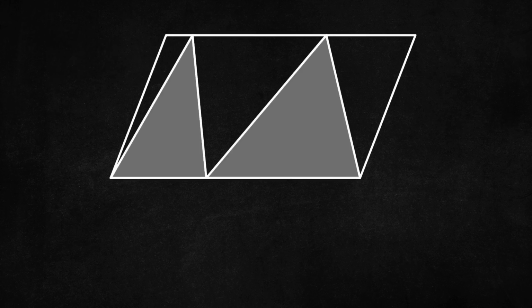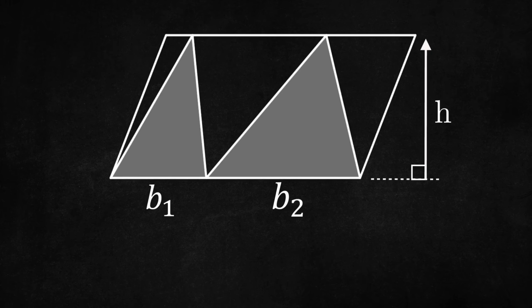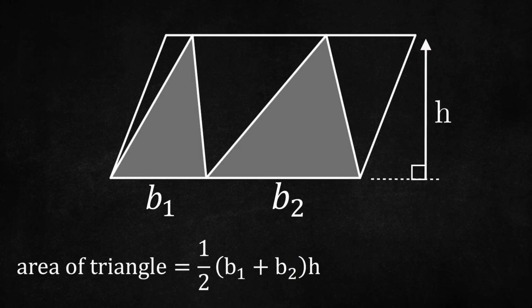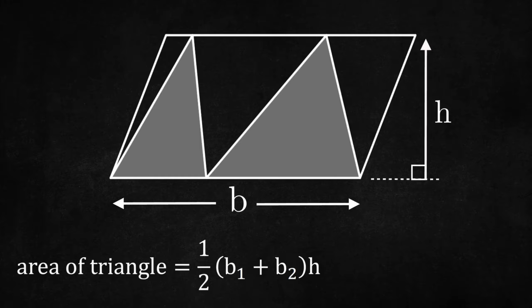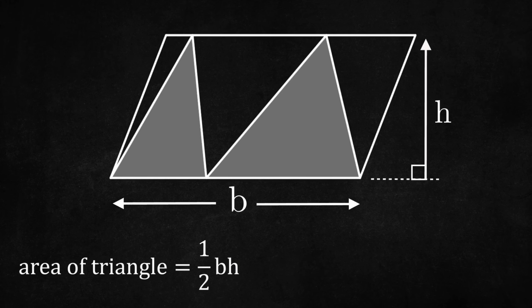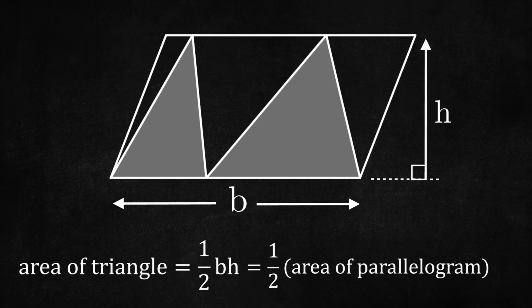What if we have two triangles where their bases span along the base of the parallelogram? Say the base lengths are B1 and B2. The combined area of the triangles is 1/2 times (B1 plus B2) times height, but B1 plus B2 is equal to the base of the parallelogram. That makes the combined area equal to 1/2 times base times height. Once again, this is half the area of the parallelogram. So another conclusion is that no matter how many triangles you have, as long as their bases span the entire base of the parallelogram, their combined area is always half the area of the parallelogram.